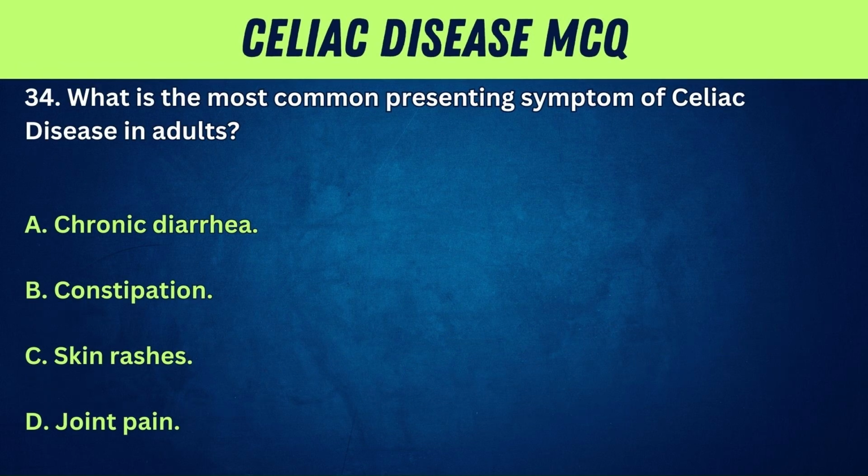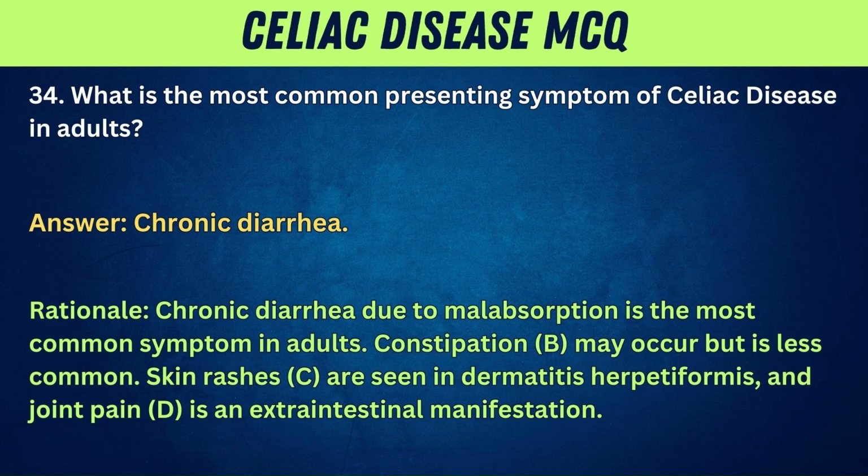34. What is the most common presenting symptom of celiac disease in adults? A. Chronic diarrhea. B. Constipation. C. Skin rashes. D. Joint pain. Answer: chronic diarrhea. Rationale: chronic diarrhea due to malabsorption is the most common symptom in adults. Constipation, B, may occur but is less common.